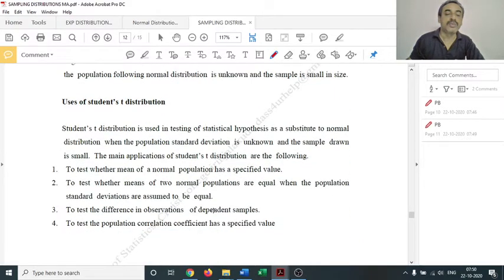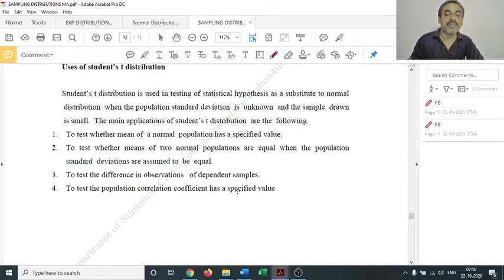Next, we come to various applications of student t distribution. It is used to test whether the mean of a normal population has a specified value, and whether two independent normal populations have equal mean when standard deviations are not known and samples are small in size. It is also used for the difference in observations of dependent samples, and to test whether the correlation coefficient has a specified value.